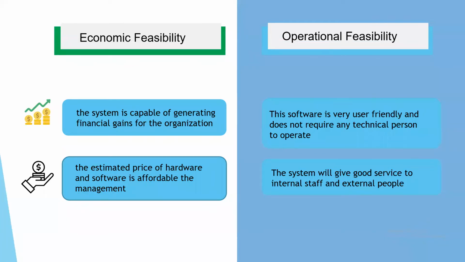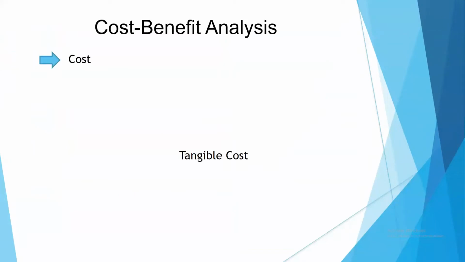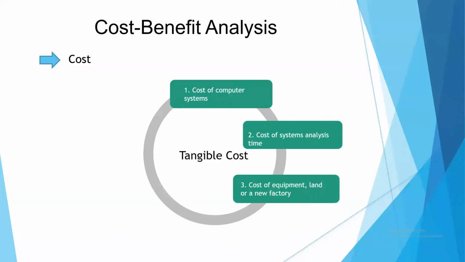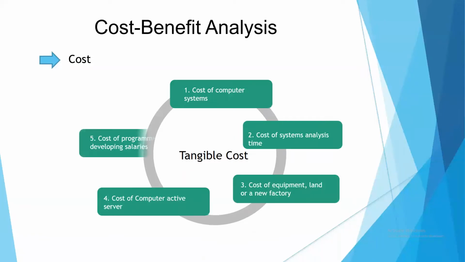Now, I discuss the cost-benefit analysis of our project. First of all, tangible cost. A tangible cost is a quantifiable cost of doing business connected to a specific source of assets. Moreover, a tangible cost is measurable, such as cost of computers, cost of system analysis time, cost of developers' salaries, cost of equipment.